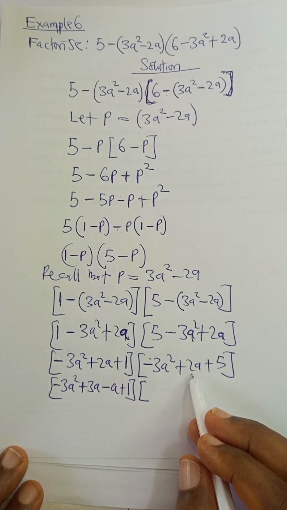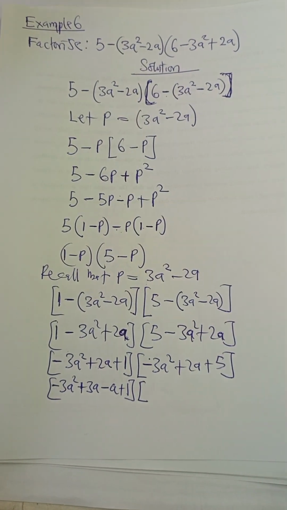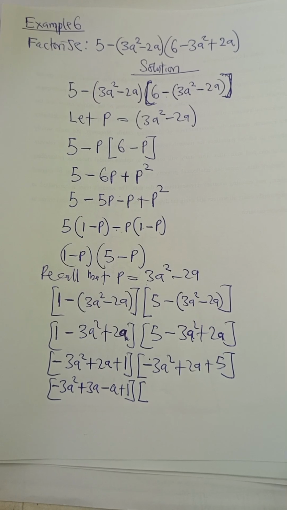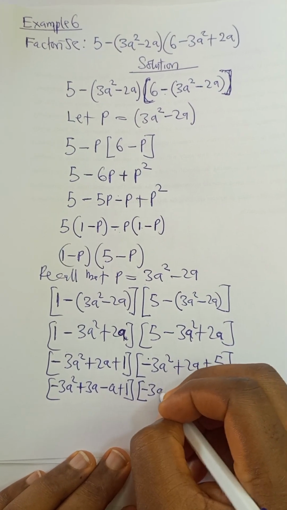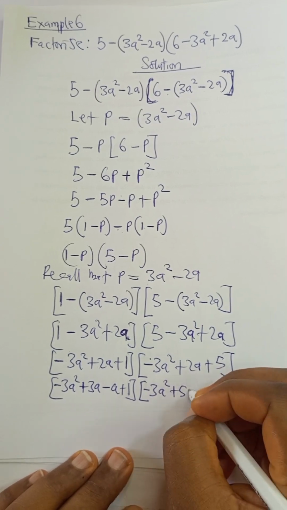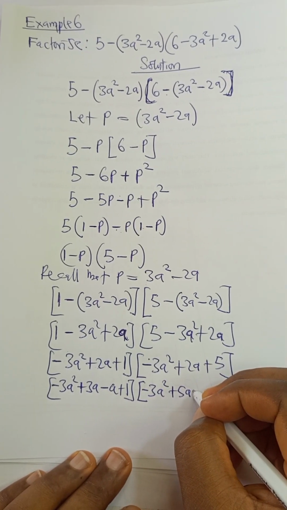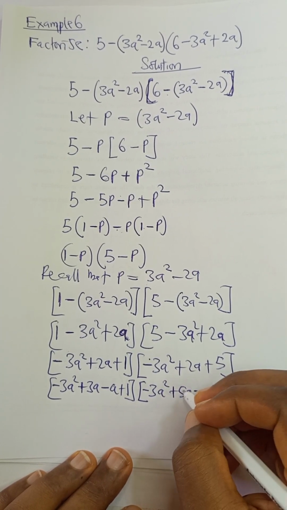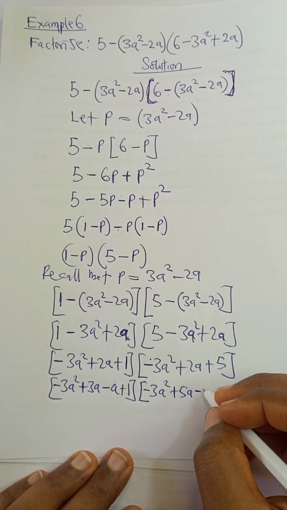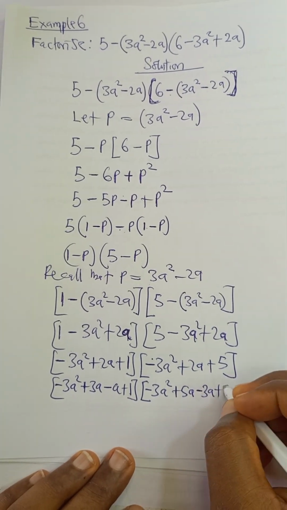What do we add to give us 2, times to give us minus 15? 15, let's check 5 and 3. Add to give us, what about 5 minus 3? 5 minus 3 is 2. 5 times minus 3 is minus 15. That should work. Minus 3a squared plus 5a minus 3a plus 5.